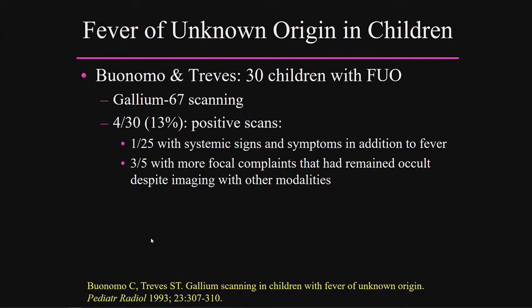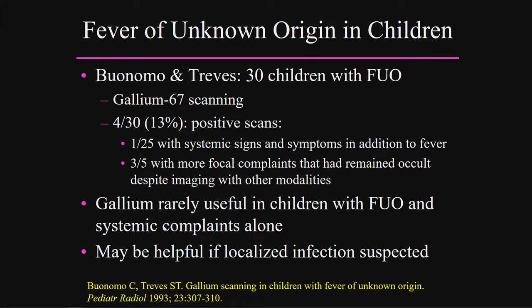Bonomo and Trevis evaluated 30 children with FUO using gallium-67 and came to the conclusion that gallium was rarely useful in children with FUO and systemic complaints alone, but may be useful if localized disease was infected because they only had 4 out of 30 or 13% positivity in their scans.